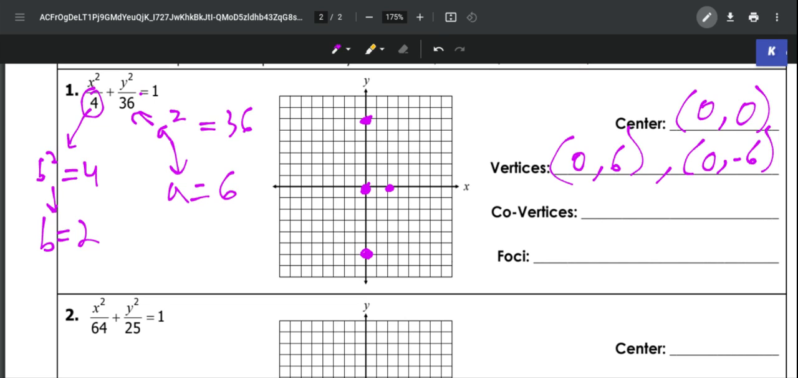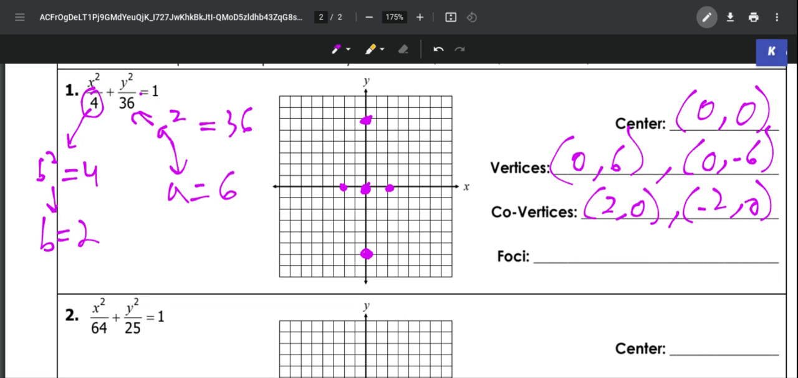We're going to go to the right 1, 2, and then we'll go back to the center and count to the left 2. So 1, 2, that would be right here. So those 2 points here are going to be our co-vertices. And those 2 points are at 2, 0, and negative 2, 0. And that is our graph.